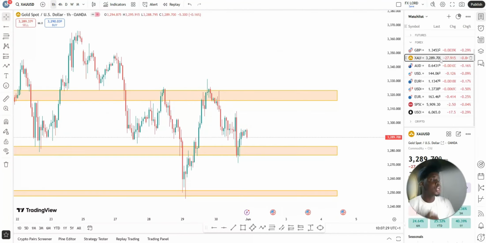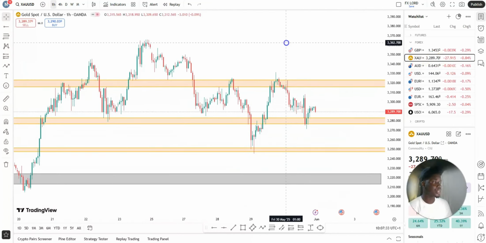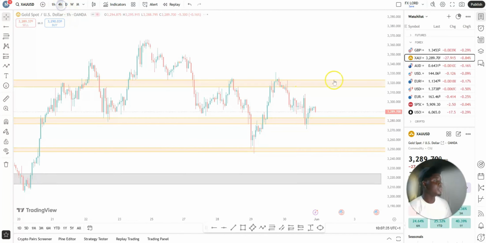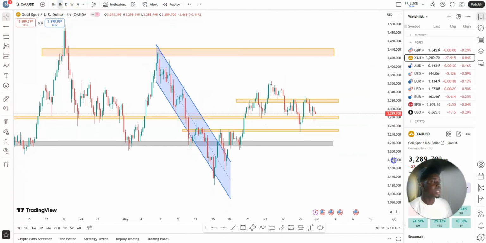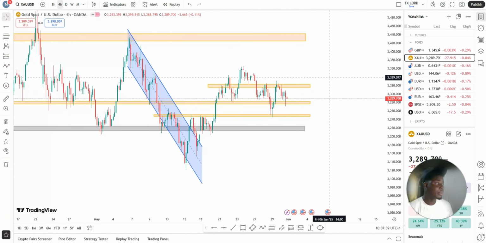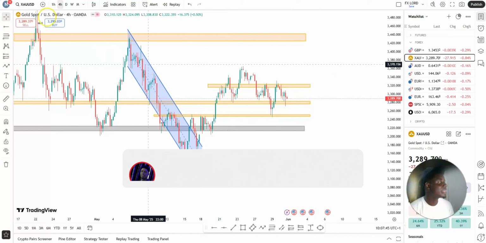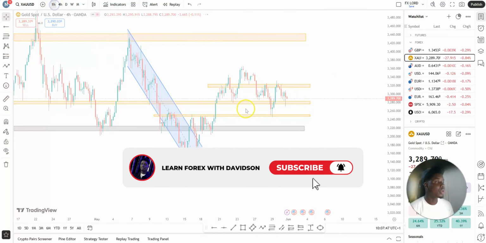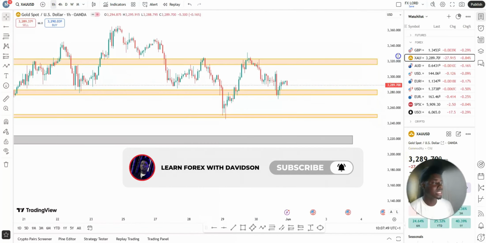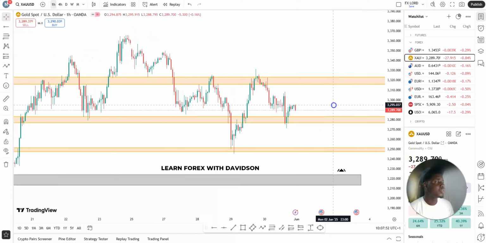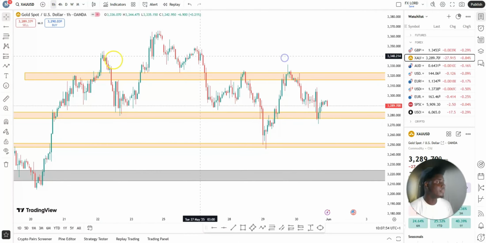Onto the next pair we are going to be looking at, XAUUSD. We discussed something about XAUUSD. Let me just change to the 4-hour time frame. On the 4-hour time frame, the same thing happened here. Remember, price was in a channel, broke the channel to the upside, and now price is at this level. On the 1-hour time frame, if you zoom in a little bit, you're going to see that this is a level here.